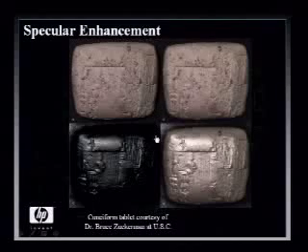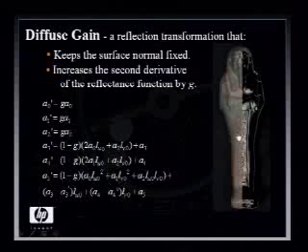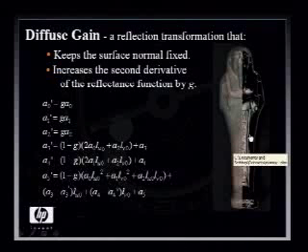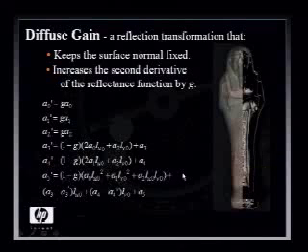Okay, so we looked at some of the cuneiform tablets in the various aspects. This is a Ushabti statue. And so, in diffuse gain, you can increase or decrease the second derivative. So you can go from anything on the left-hand side all the way to where it almost looks like specular enhancement on the right-hand side in diffuse gain.